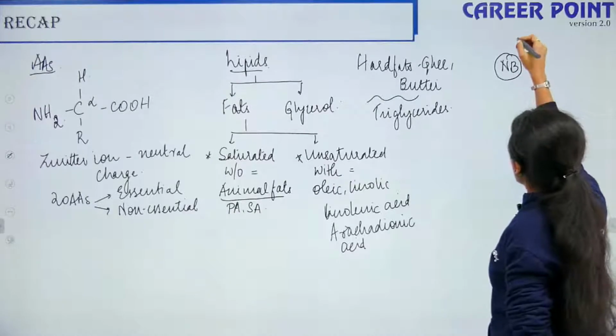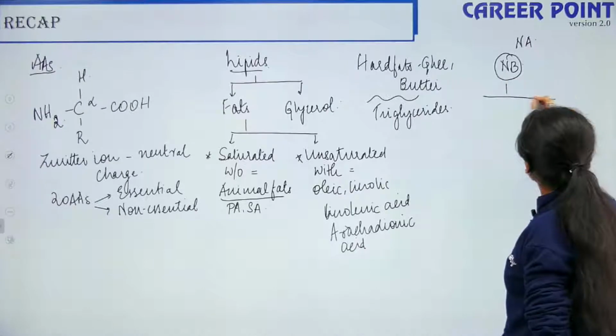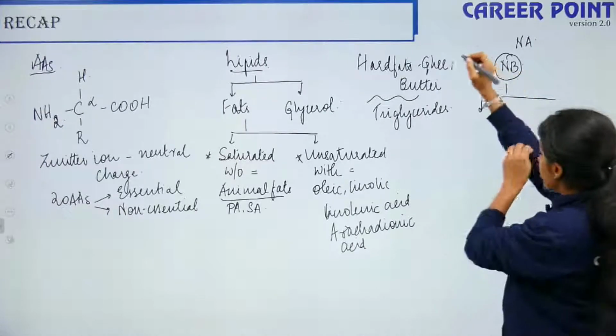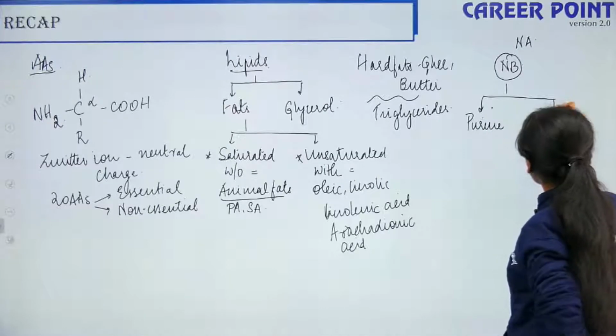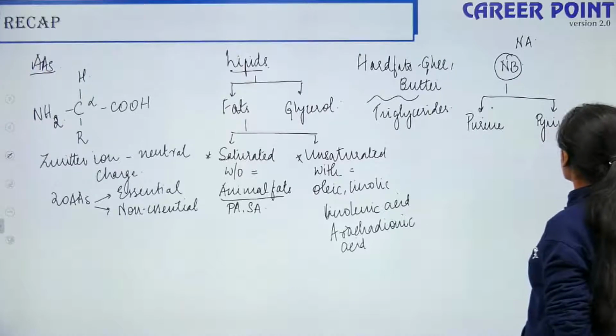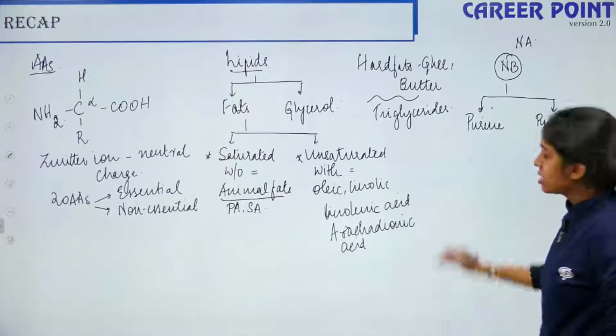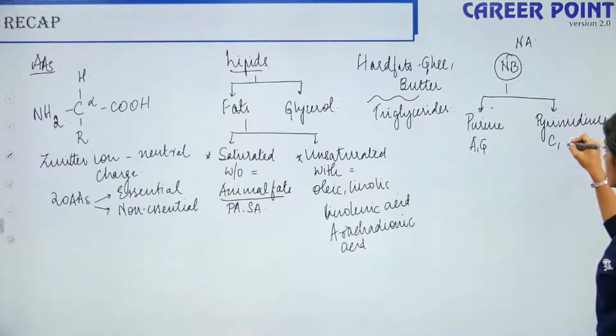So further we went on to talk about your nitrogenous bases. So that is a part of your nucleic acid, right? So we have two types of nitrogenous bases. One is purine. The other one is pyrimidines, right? So purines include adenine and guanine. Pyrimidines include cytosine, thymine and uracil in case of RNA.